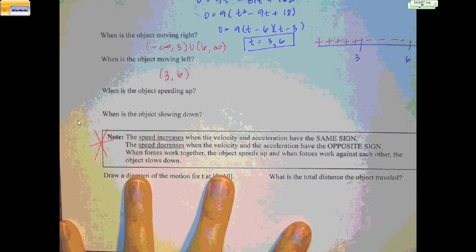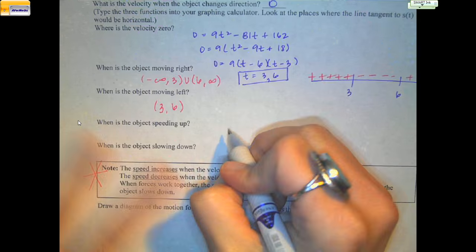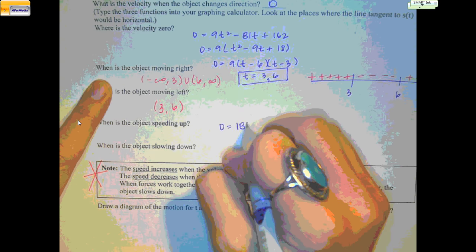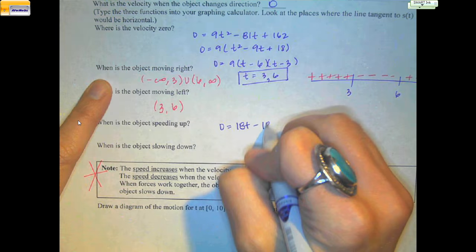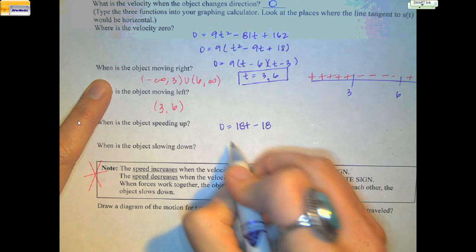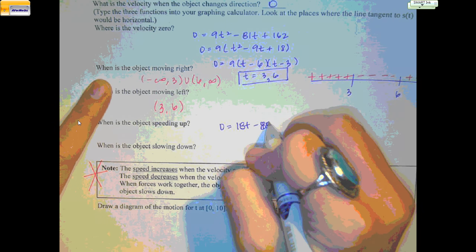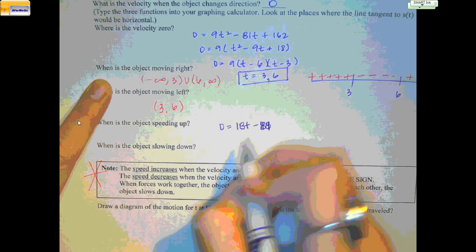So here's what we're going to do. We're going to take the acceleration equation and set it equal to 0 and find out where that acceleration is going to change. Oops, I did it again. I'm transposing my numbers. I'm sorry, that's an 81. Goodness gracious.